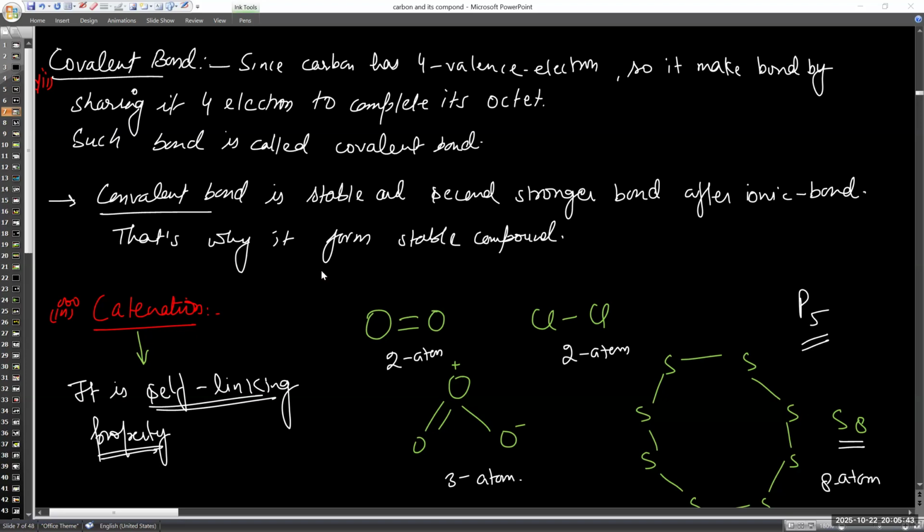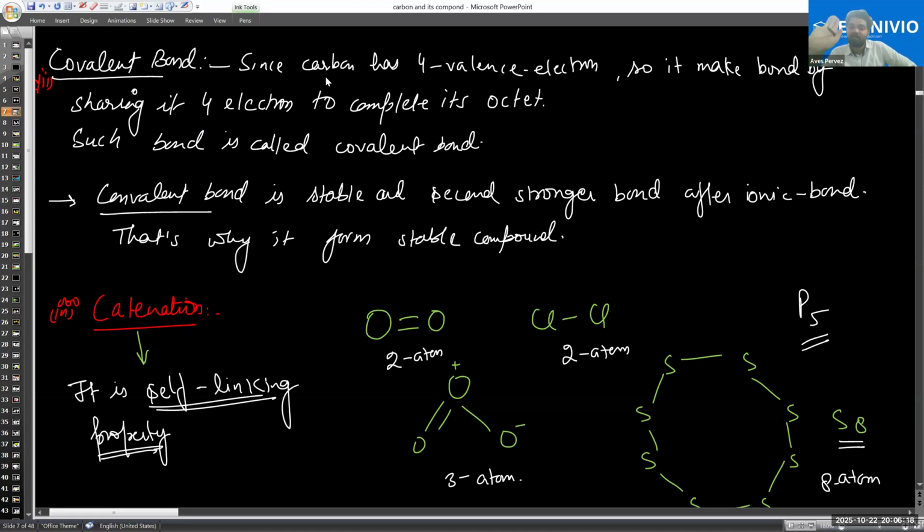Now, what is the catenation property? Catenation is a self-linking property of an element, by virtue of which it can make bonds to atoms of its own kind. Like chlorine makes bonds to its own kind, oxygen makes bonds as O2, and sulfur can combine up to S8 atoms together. That is called the self-linking property. But most elements can self-link only up to 8 atoms of their own kind. After that they become unstable and the chain breaks.